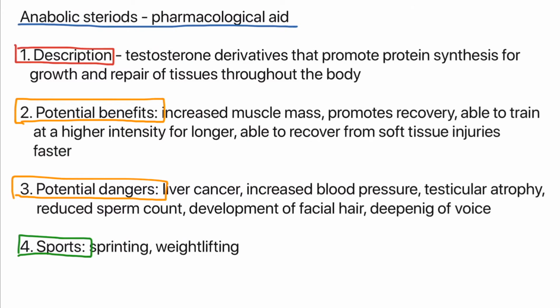Okay, so now you've got down those key terms, let's firstly look at the pharmacological aids. And the first one is anabolic steroids. So these are testosterone derivatives that promote protein synthesis for growth and repair of tissues throughout the body.